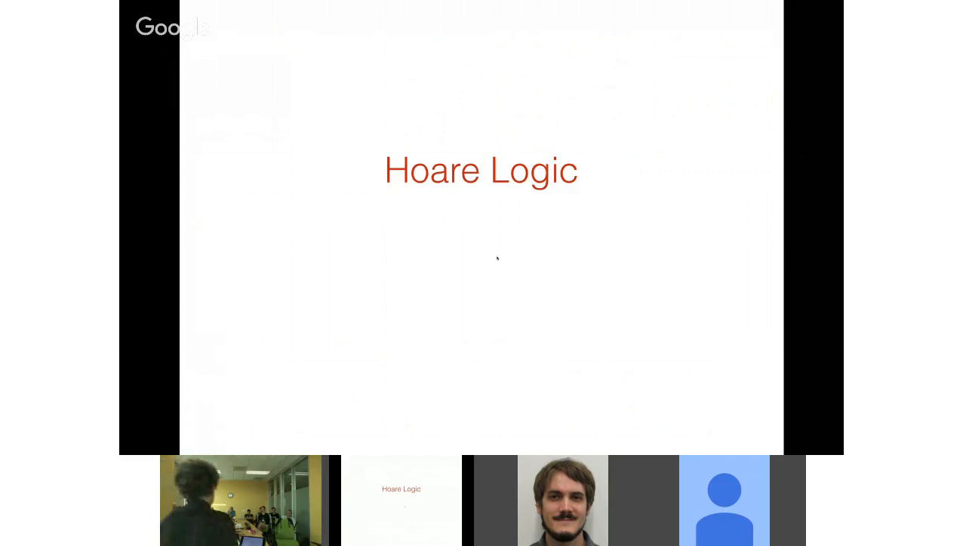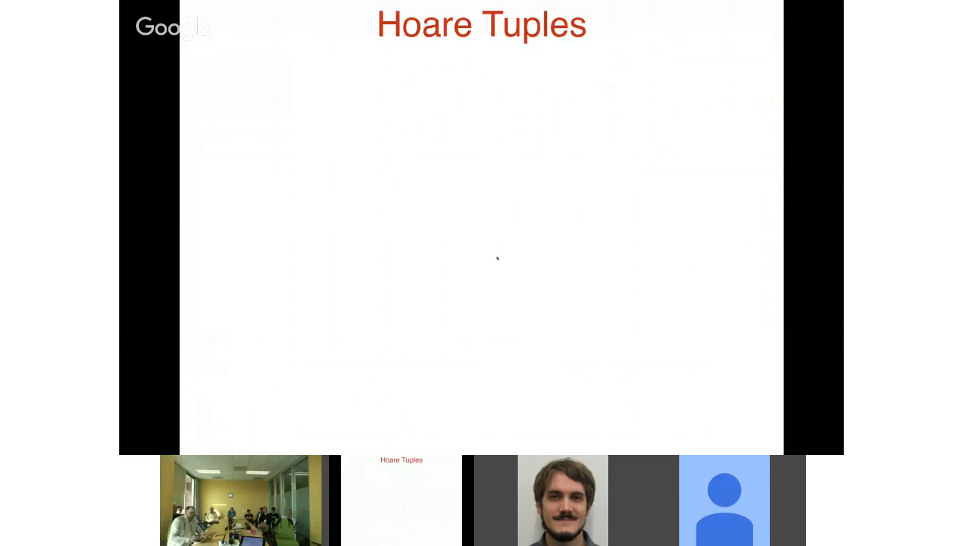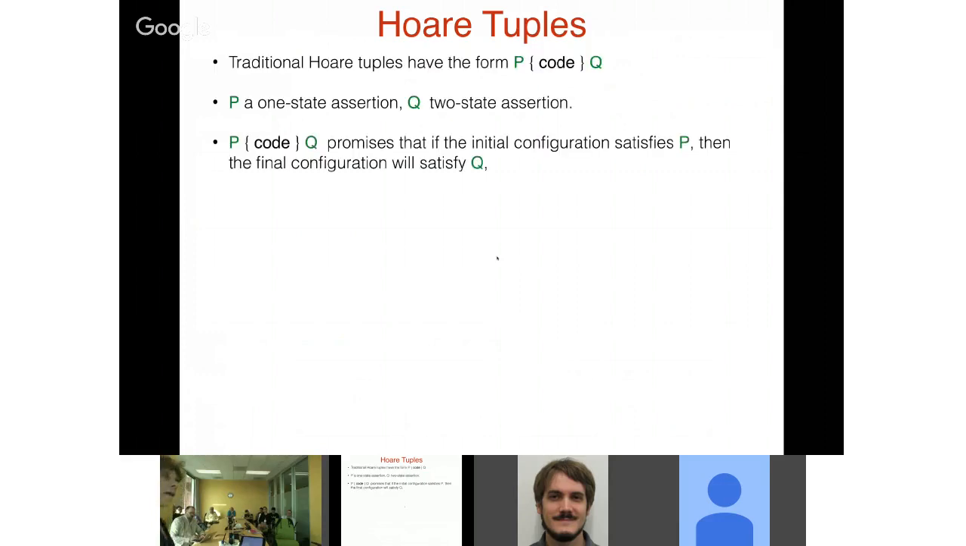Okay, so last point is the Hoare logic. I'm going to go briefly through some of the formalism that we developed in order to be able to prove adherence of the code to this specification. So first of all, about Hoare tuples. In general, Hoare logic consists of tuples of that kind. There is a condition P, some code, and a condition Q. And the condition P is a one-state assertion. It talks about this one state. Condition Q talks about two states.